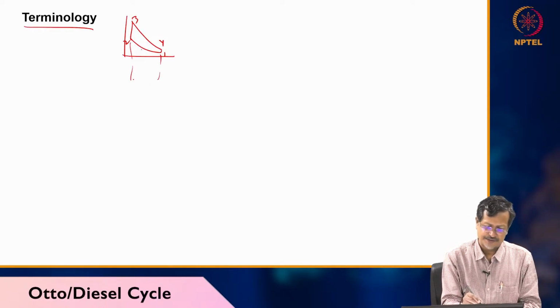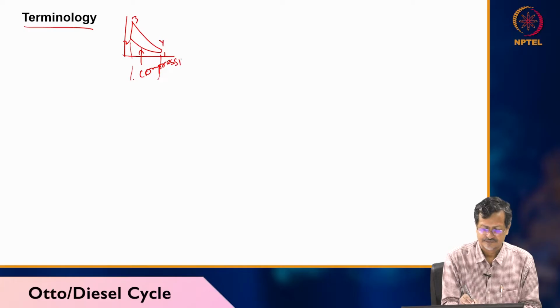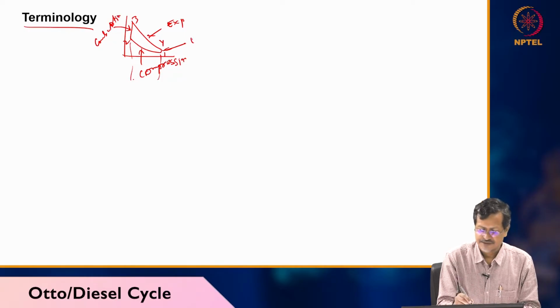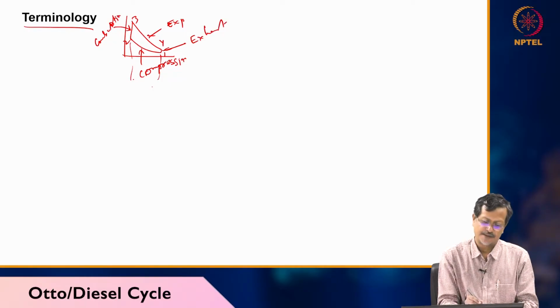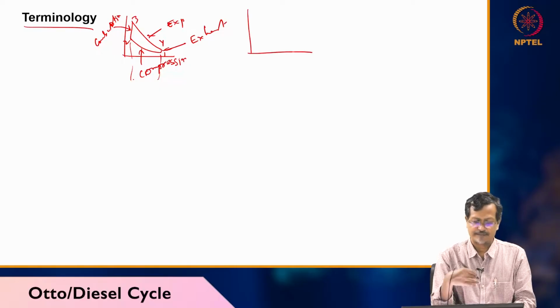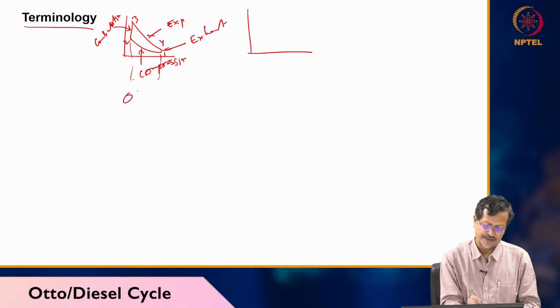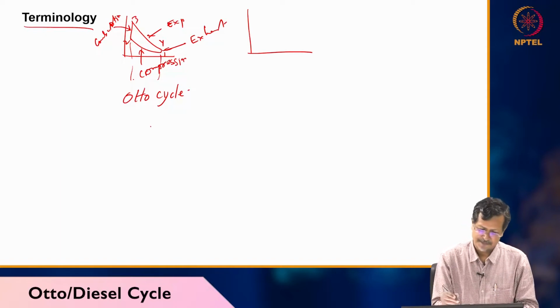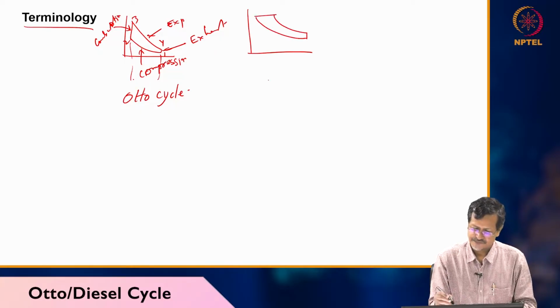So this is the compression stroke. This is the expansion stroke, this is combustion, and this is exhaust. Now, there are many types of cycles. This is called the Otto cycle. This is not like Chennai Otto, this is O-T-T-O. Another cycle is like this. This is called the diesel cycle.